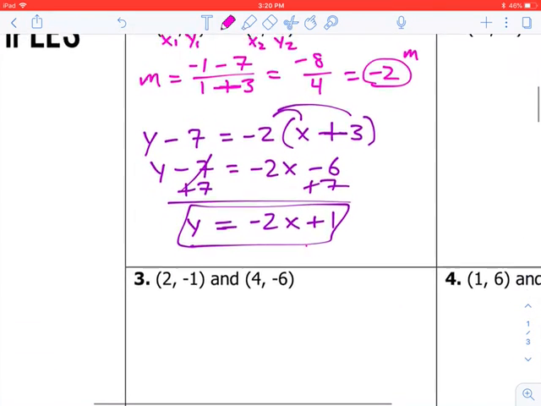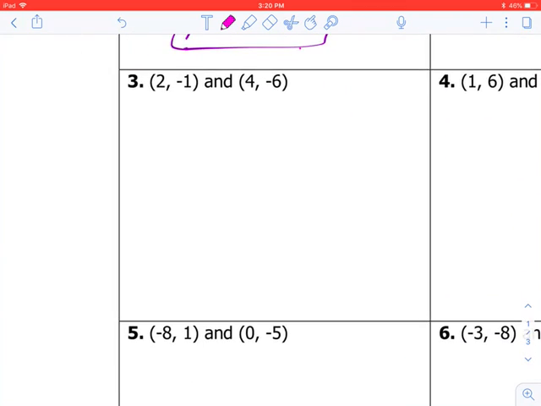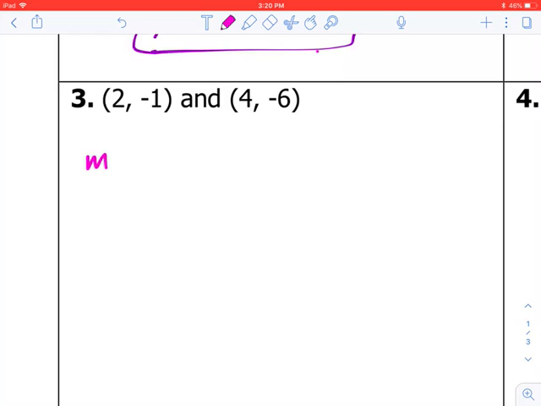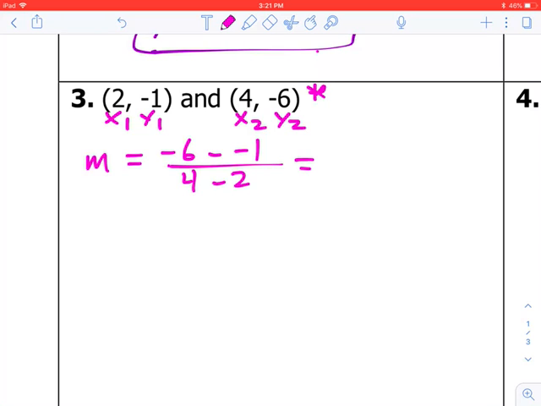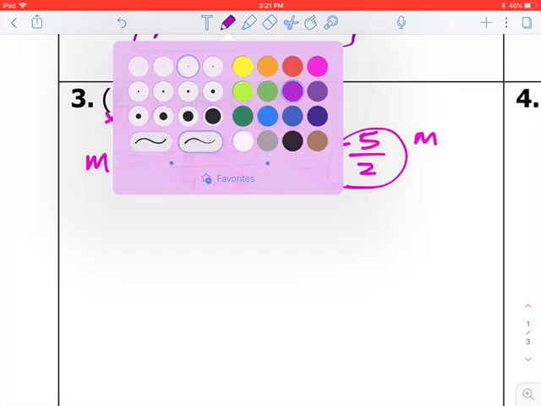Okay, so same deal. Let's look at the second one here. Got to find your slope first, plug it into point-slope. So m equals y2 minus y1 over x2 minus x1. Again, let's label our points, x1, y1, x2 and y2. I'm going to start with this point over here. So negative 6 minus negative 1 on top, 4 minus 2 on bottom. Okay, so we change that to a plus. That's negative 5 over 2. So there's my slope.